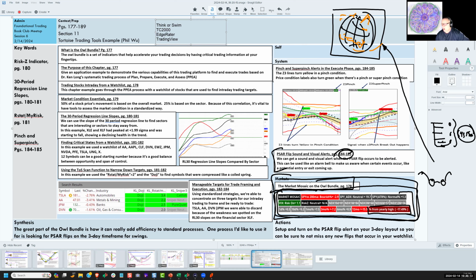So the market mosaic and the OWL bundle, and really all of the infrastructure that we have, allows us to assemble from the toolkit the tools that we need to do whatever job it is we want to do.